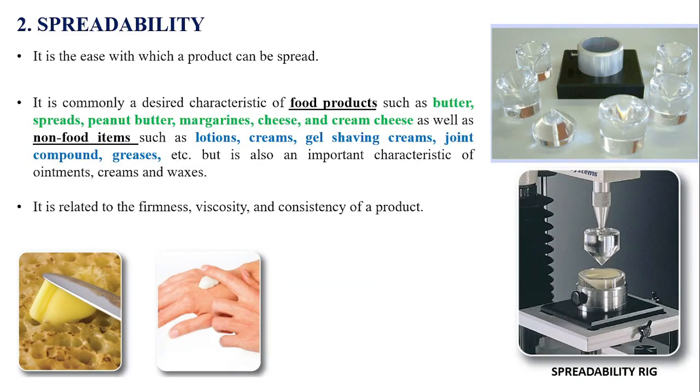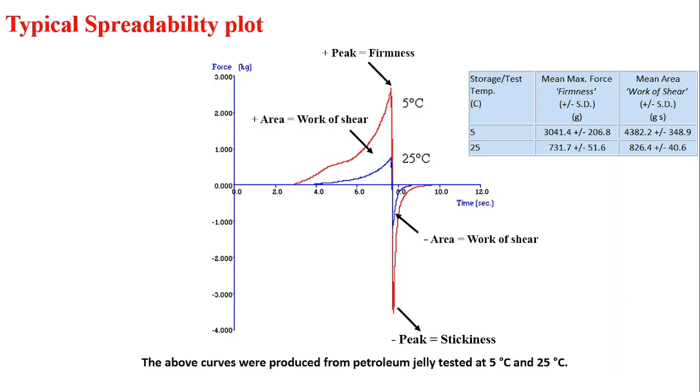Another test that I will be performing today is spreadability. It is the ease with which a product can be spread. It is commonly a desired characteristic of food products such as butter, spreads, peanut butter, margarines, cheese, and cream cheese, etc. It is related to the firmness, viscosity, and consistency of the product.